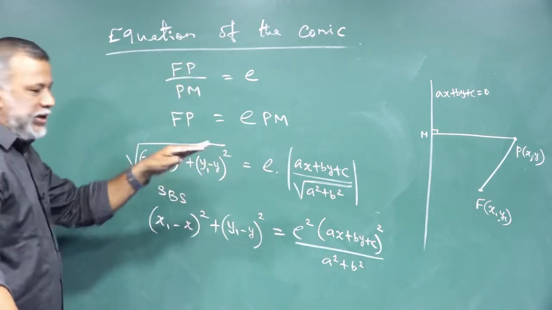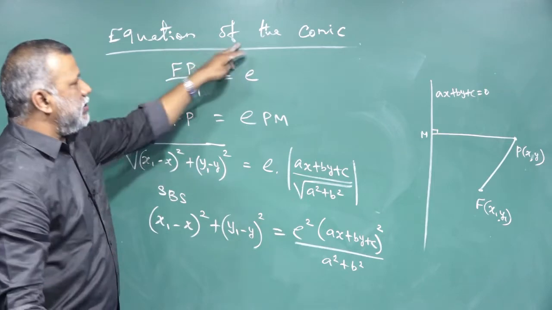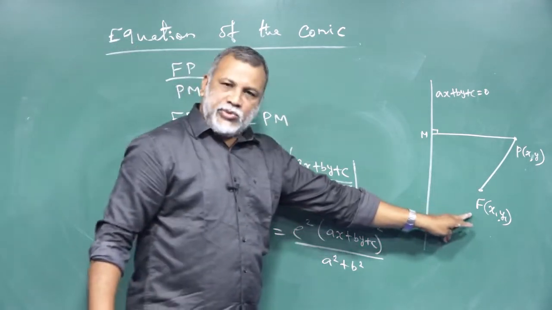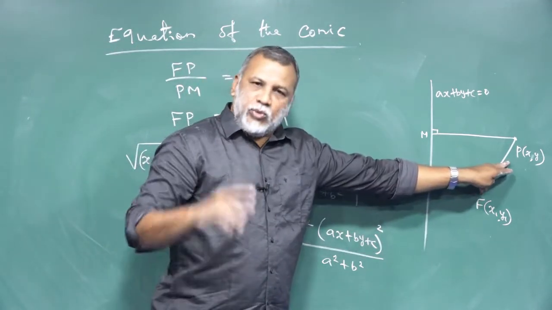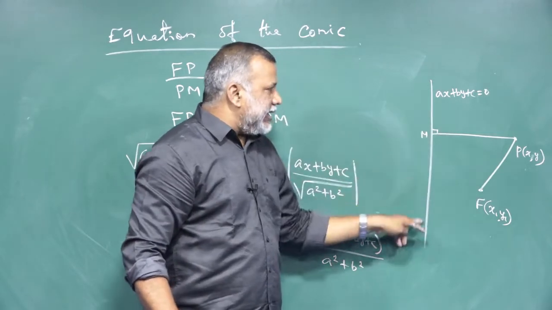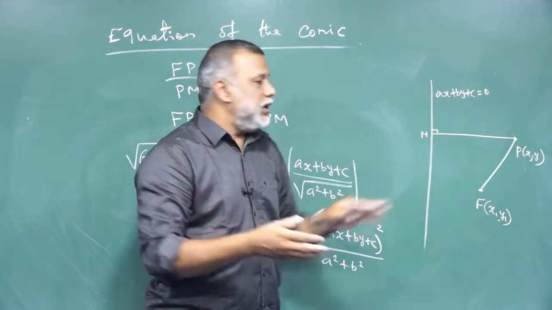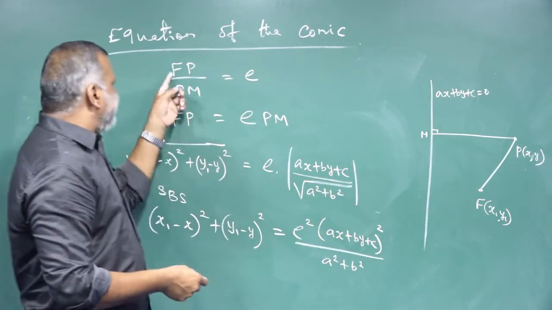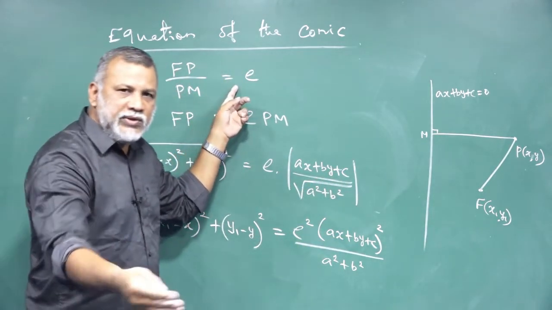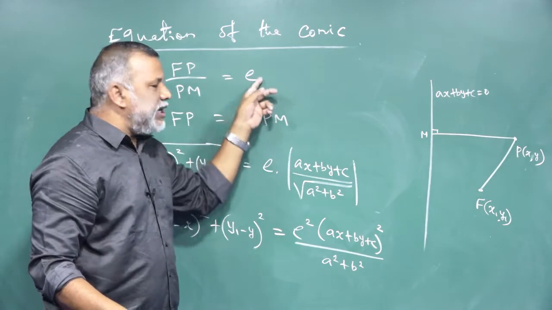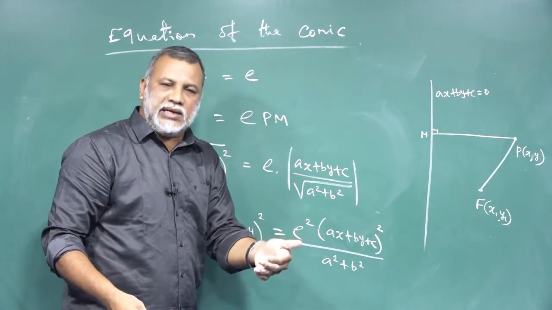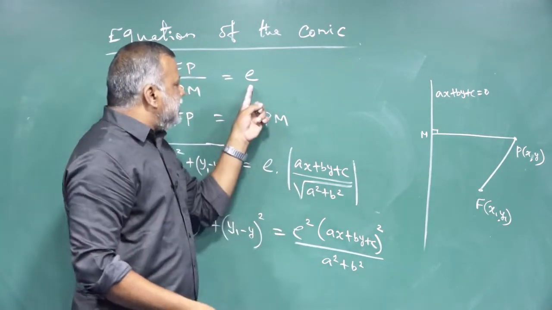Now listen, once again I am explaining here. The equation of the conic: F is the fixed point, say (x1, y1), P is a moving point (x, y), and the directrix is a fixed line, ax + by + c = 0. These are the concepts. Then FP by PM equal to e. Instead of this e, we can say the constant. That constant is technically called eccentricity, denoted by e.